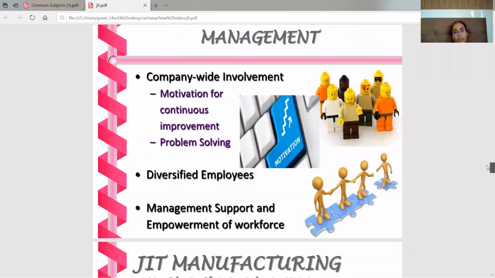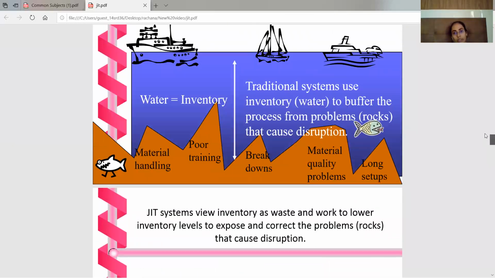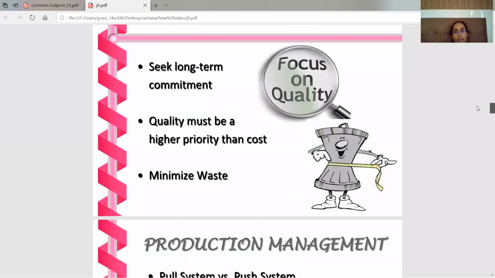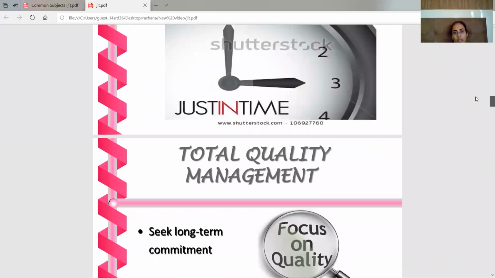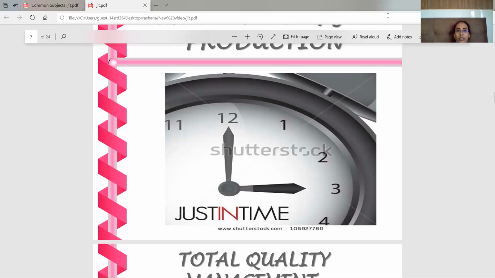These are the principles of just in time: human resource management, inventory management, supplier management, production management, and total quality management. In this lecture, we have discussed the concept of just in time, types of wastages, and the principles of the just-in-time manufacturing system. So that is it for the day. Thank you so much.